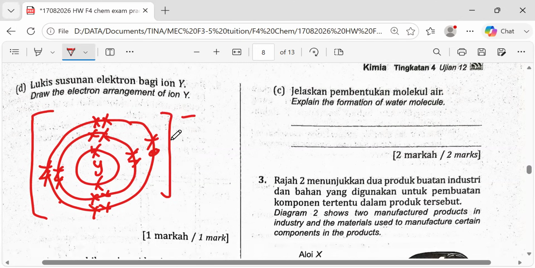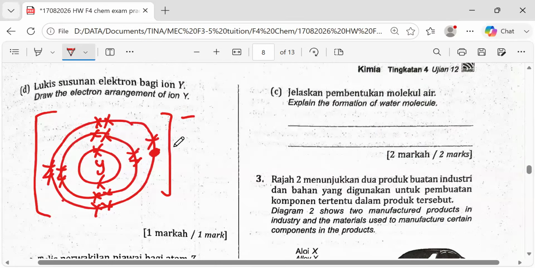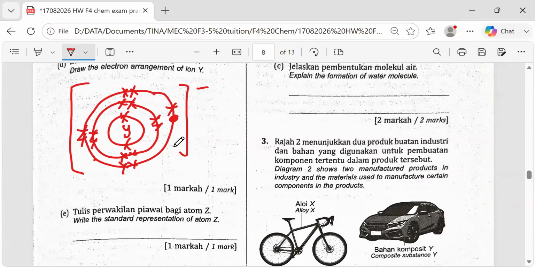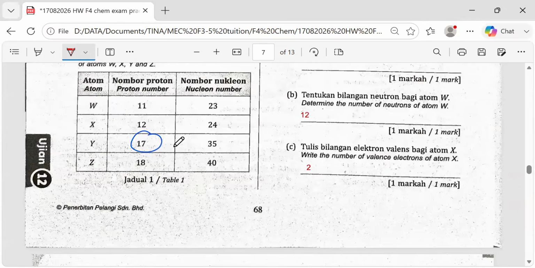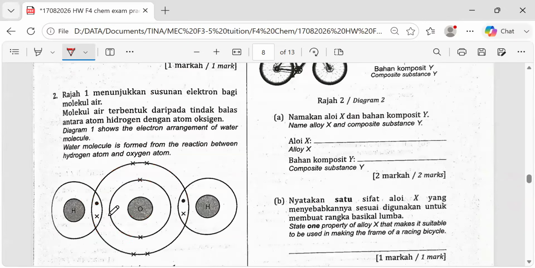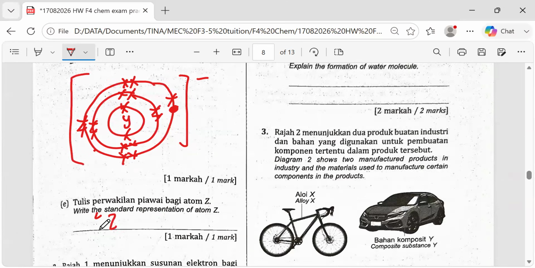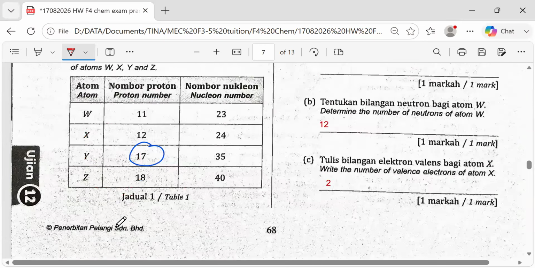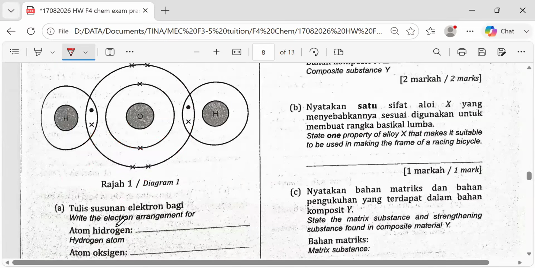Remember the last one has to be a different color. Don't use a pen, use pencil. Write the standard representation of atom Z. Z is 40, 18. So Z 40, 18. Do you get this? Yeah?